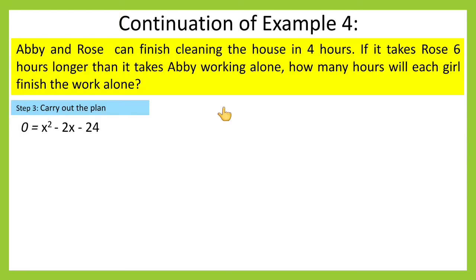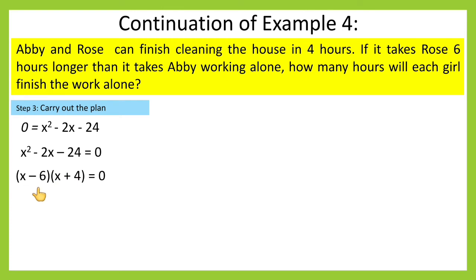Let's have a continuation of example 4. Okay, so ito yung nakuha nating equation kanina. Okay, so interchange natin yung pwesto nila. We now have x squared minus 2x minus 24 equals 0. And then, we can now solve the equation.